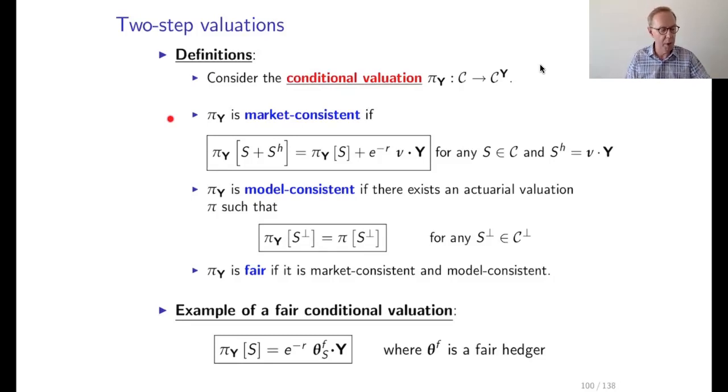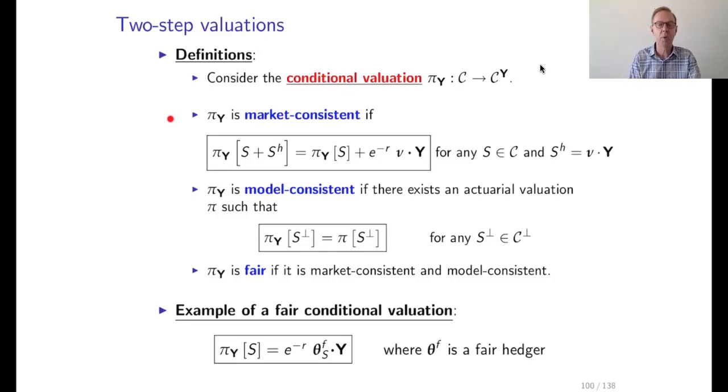Now, a remark: for any market consistent conditional valuation pi y, one always has that pi y of sh is the discounted value of sh. That's easy to prove. In fact, it follows from the normalization and the translation invariance of the conditional valuation. Try to prove this by yourself. So if we have a hedgeable claim, the conditional value that we attach to the hedgeable claim is the discounted value of the hedgeable claim.